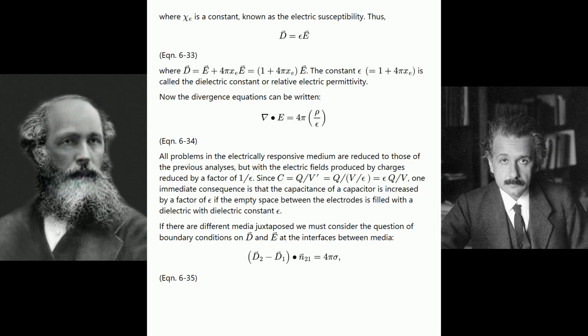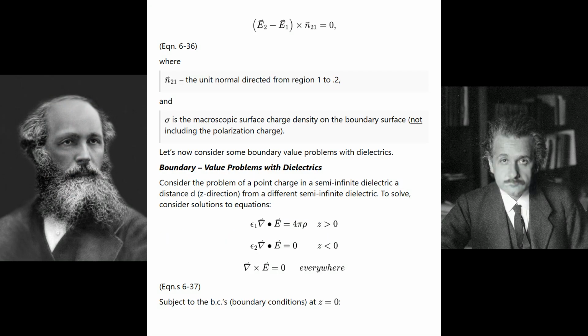If there are different media juxtaposed, we must consider the question of boundary conditions on D and E at the interfaces between media. Equation 6-35. Equation 6-36, where n_21 is the unit normal directed from region 1 to region 2, and σ is the macroscopic surface charge density on the boundary surface, not including the polarization charge. Let's now consider some boundary value problems with dielectrics.